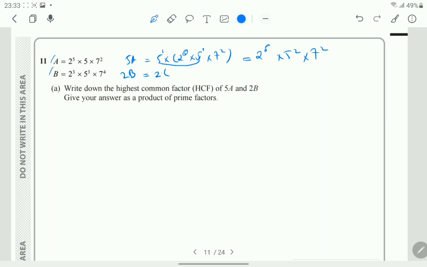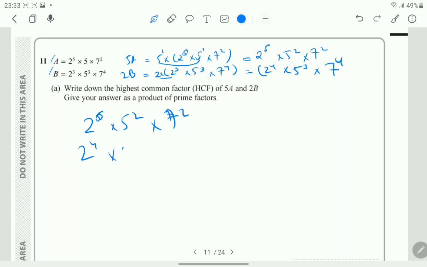Now following the same principle, 2 is multiplied with b. 2 cube into 5 cube into 7 quad, which gives us again 2 raised to the power 4, 5 raised to the power 3, 7 raised to the power 4. Let me just make it neat. We have 5a and 2b. So in order to solve these types of questions, we take the lowest power. I will tell you why I am saying that in a minute.